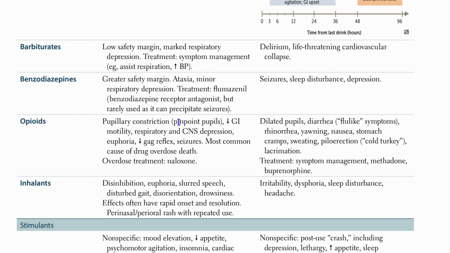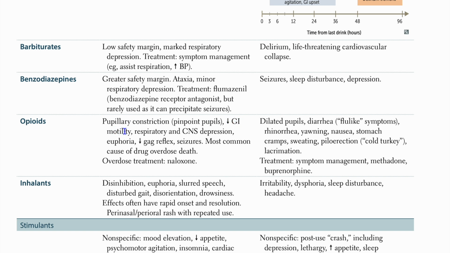Opioids: pupillary constriction, pinpoint pupils, decreased GI motility, respiratory and CNS depression, euphoria, decrease in gag reflex, seizures, most common cause of drug overdose and death. Opioids cause pinpoint pupil, so that's important. They do two things. They depress adrenergic and cholinergic effects. They do both of those. So with pinpoint pupil, you get that.